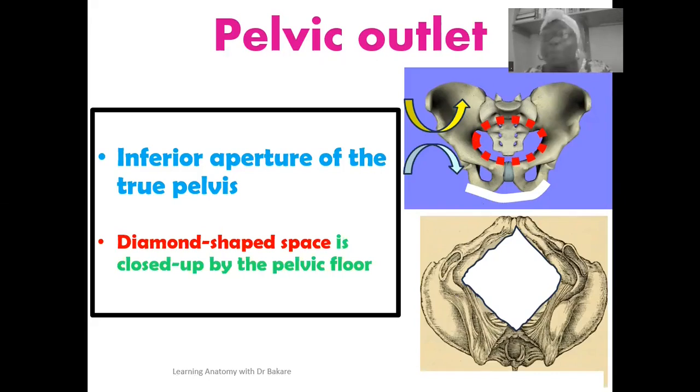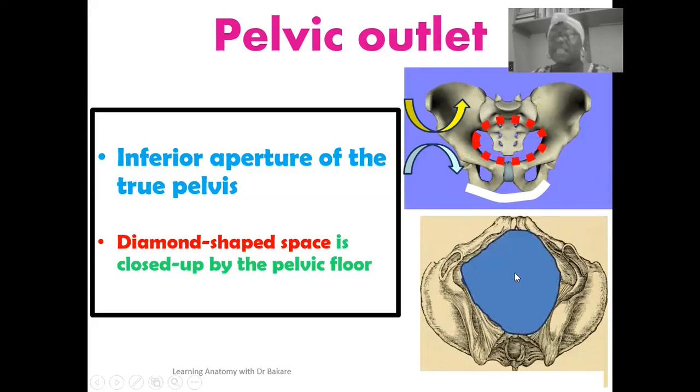We already know by now where the true pelvis is located. So this space is not just left open, it is seen to be padded up or closed up by the pelvic floor. And the pelvic floor is a collection of muscles that are seen to form the inferior limit of the true pelvis. And this is what is seen here to be demarcated in blue. So you have a number of muscles coming together to pad up or close up this space that is created. And this pelvic floor, which we say is a collection of muscles, is not seen to completely close up this aperture, which is the pelvic outlet.